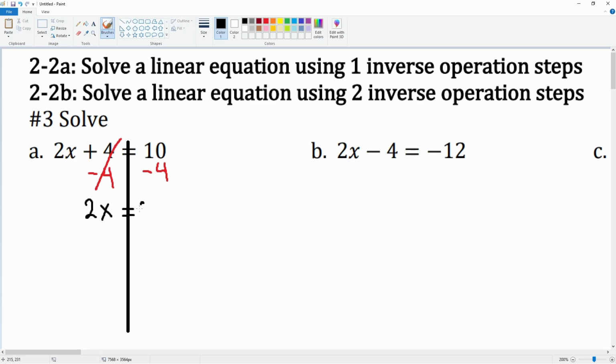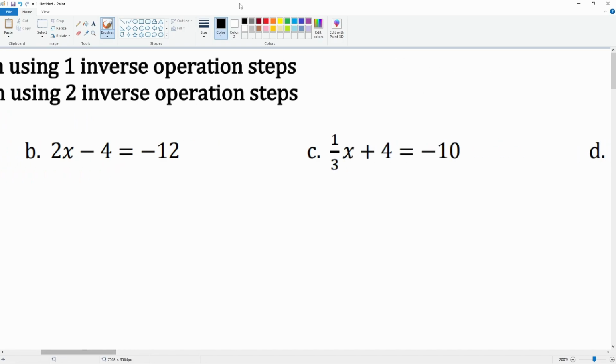10 minus 4 is 6. Now, to get rid of the 2 in front of the x, please understand this is attached via multiplication. You want to divide this. Okay, it's attached via the multiplication. You want to divide this by 2 on both sides. 2 over 2 cancels. So make sure you divide the 2 on the other side, leaving you with just an x on the left equals 6 divided by 2, which is 3.